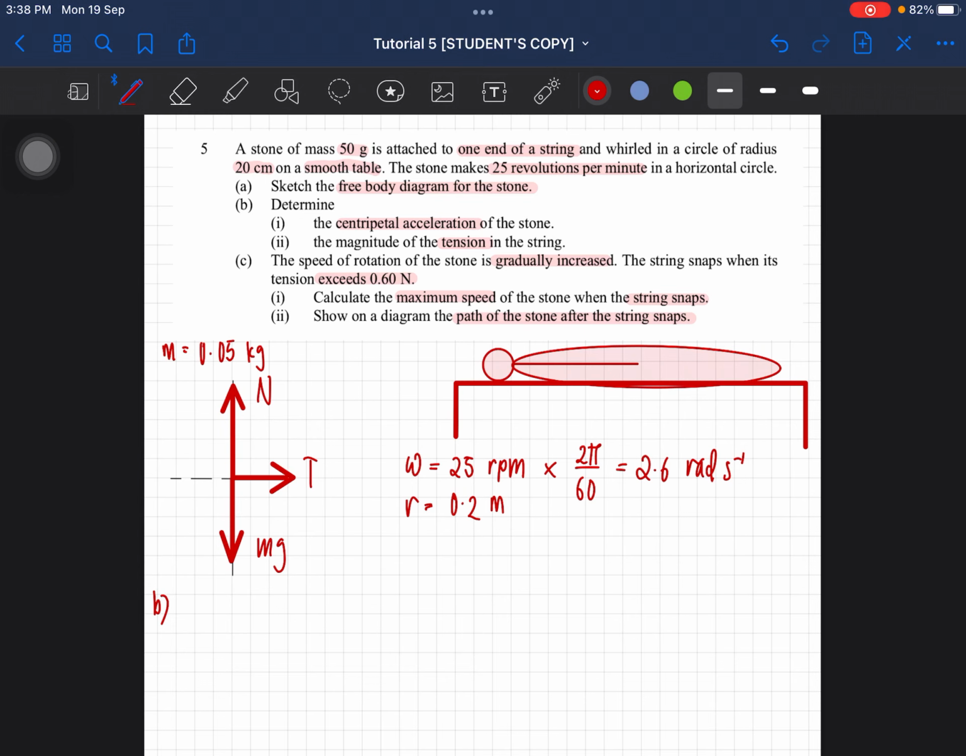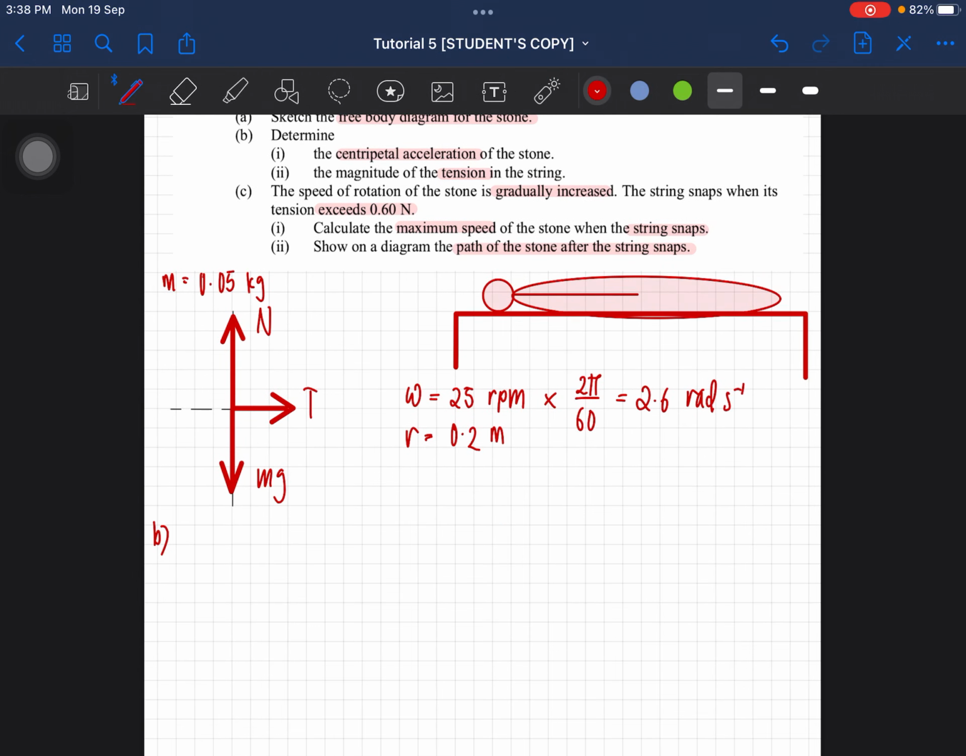So we don't have to solve it using F equals ma. We can just directly calculate it based on the angular velocity. So a_c is equal to v squared over r or r omega squared. From here we can use r omega squared. r is 0.2, omega is 2.6, squared. Let me just double check. Times 2.6 squared, you will get 1.35 meter per second squared. So that is the centripetal acceleration of the stone.